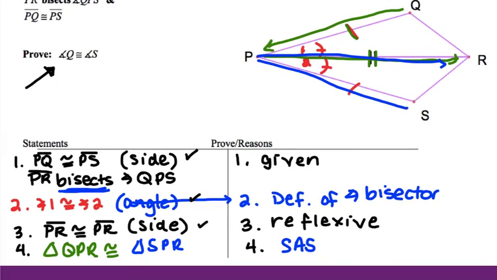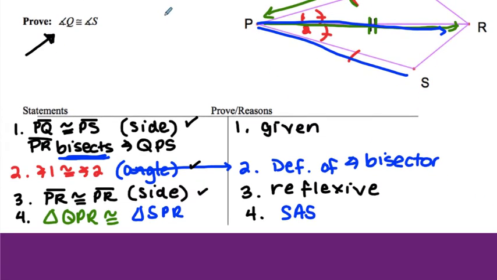Now we're going to take that one and sometimes two steps further. So now, because the triangles are congruent, we can say that Q is congruent to S. Look, they correspond. So angle Q is congruent to angle S because of CPCTC.